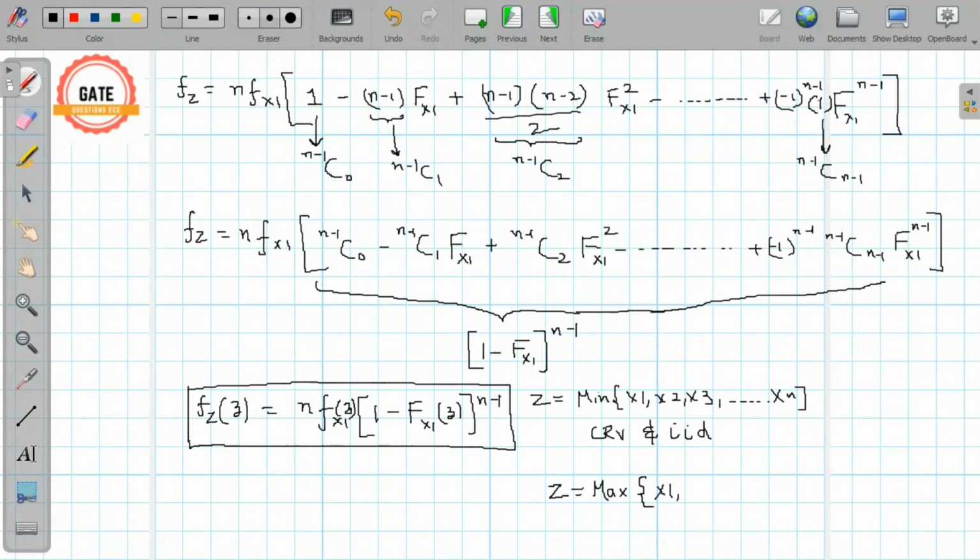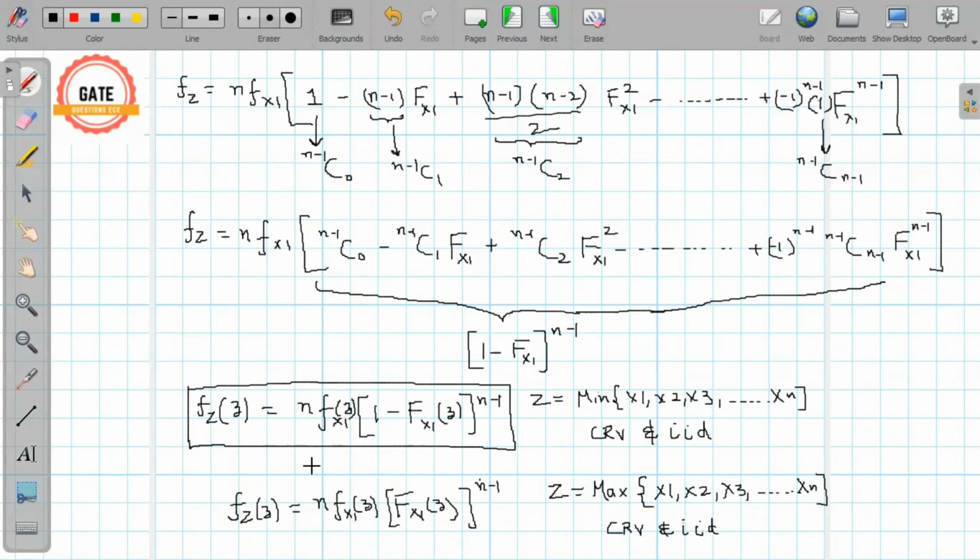Also, just for the sake of comparison, I would like to write here what will be the expression for the PDF of z if z is maximum among all these n random variables, where all are continuous random variables and independent and identically distributed. For that case, the PDF of z will be equal to n times f_X(1) into F_X(1) of z raised to power n minus 1.